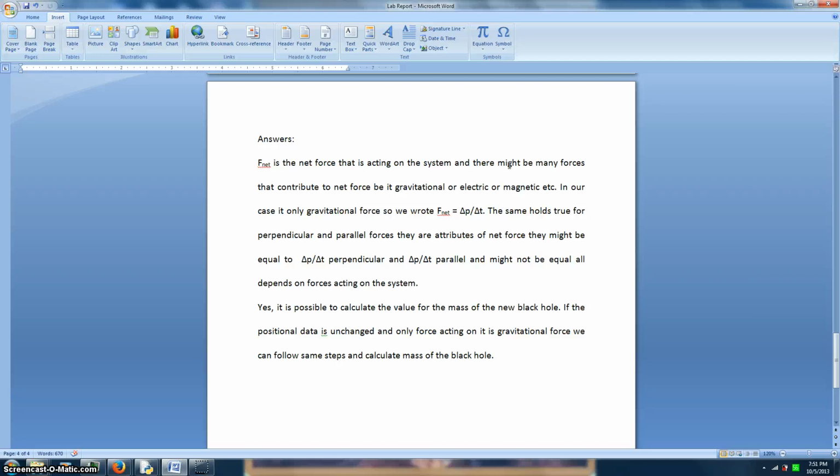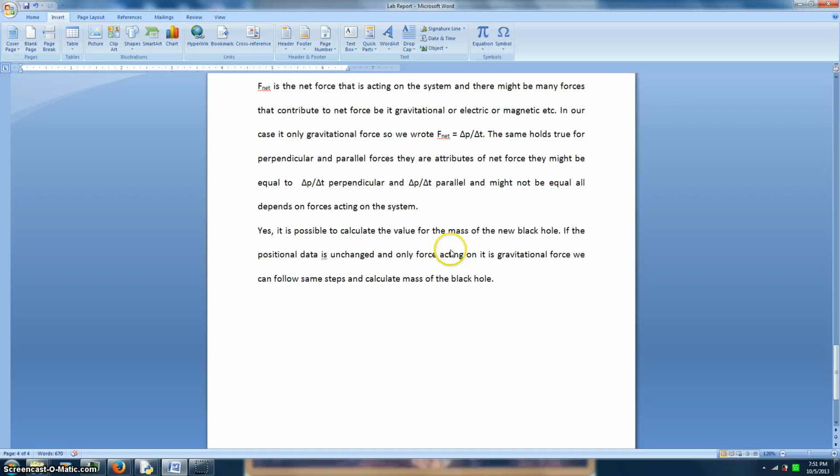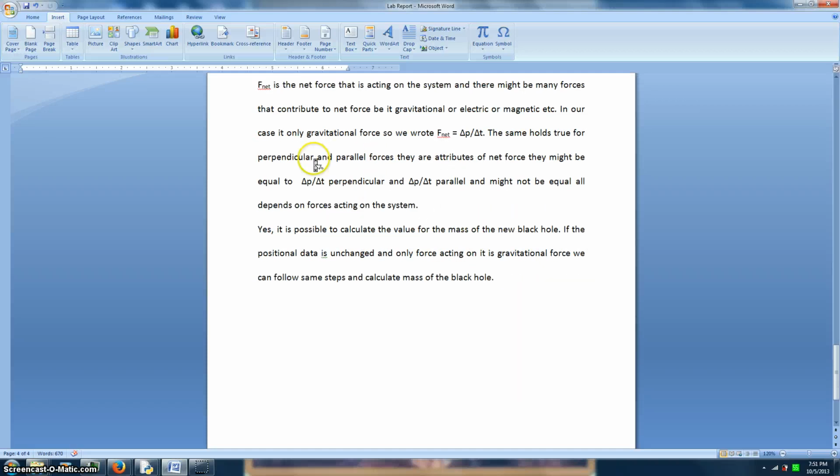But when other forces are in place, then we have to calculate those also. So Fnet is not always equal to change in momentum by time. The same holds true for perpendicular and parallel forces, as they are the resolved form of Fnet. And yes, it is possible to calculate the mass of a new black hole if the positional data remains unchanged and the only force acting on it is gravitational force.